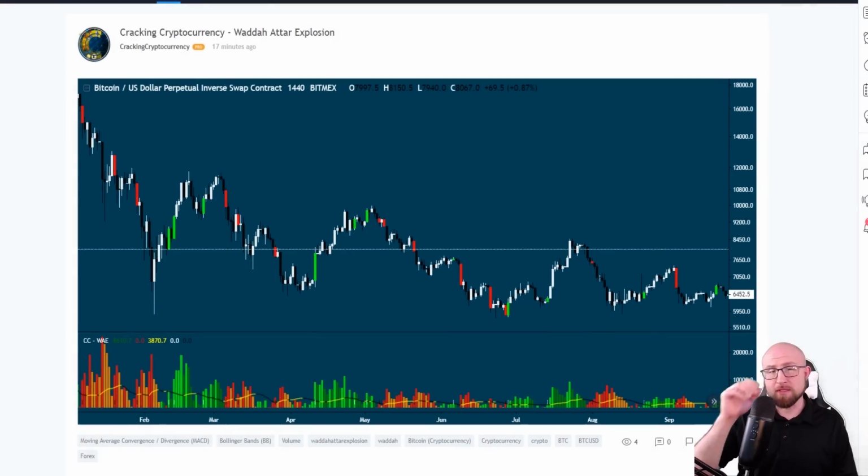All right, guys, for the purposes of this strategy guide, I'm going to be utilizing my version of the Waddah Attar explosion indicator that I just finished today. I published it on TradingView. It is called the Cracking Cryptocurrency Waddah Attar Explosion. If you guys go to tv.crackingcryptocurrency.com, of course, the links will be down in the description below, you can access this indicator. This is a free and public indicator. You can use it to your heart's content.